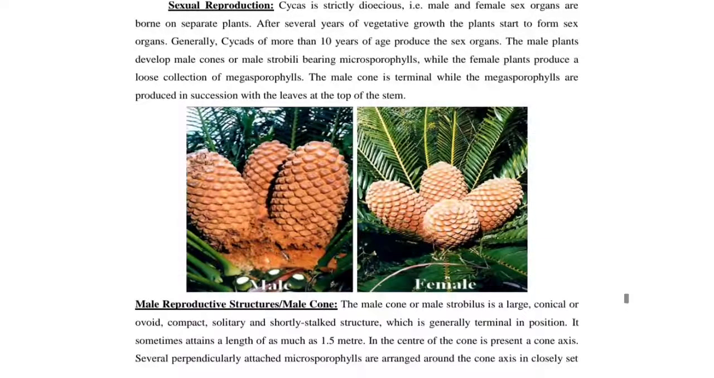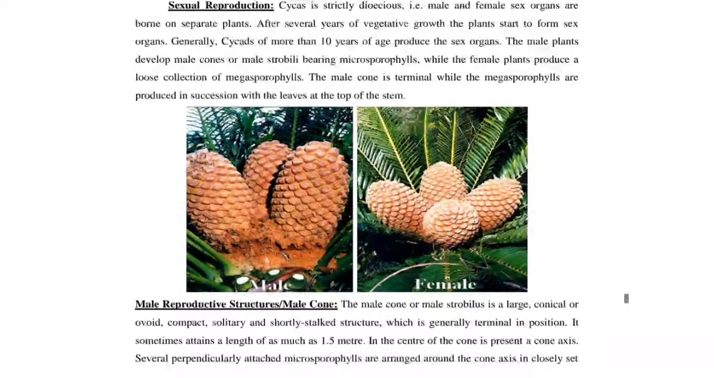After several years of vegetative growth the plants start to form sex organs. Generally, cycads of more than 10 years of age produce the sex organs. The male plants develop male cones or male strobili bearing microsporophylls, while the female plants produce a loose collection of megasporophylls. The male cone is terminal while the megasporophylls are produced in succession with the leaves at the top of the stem.